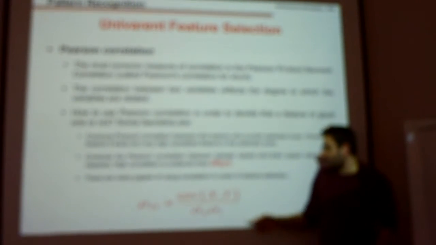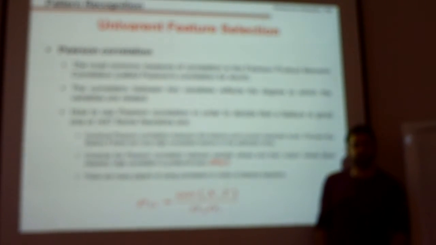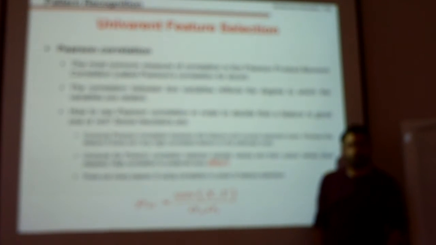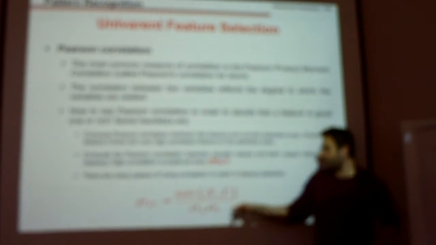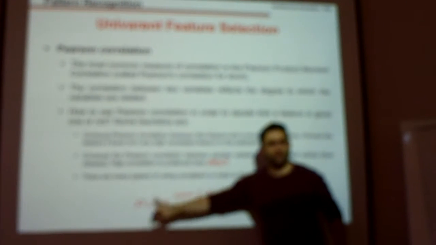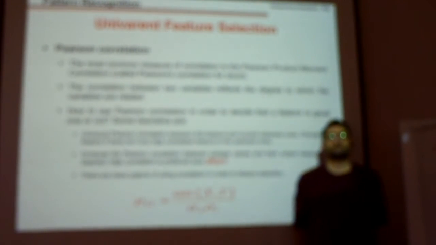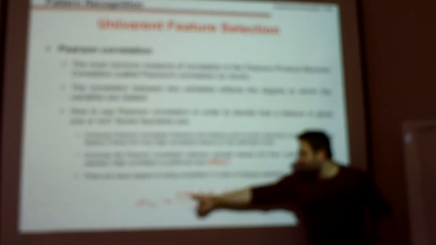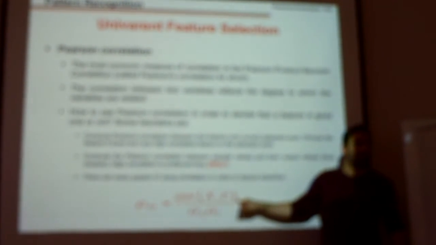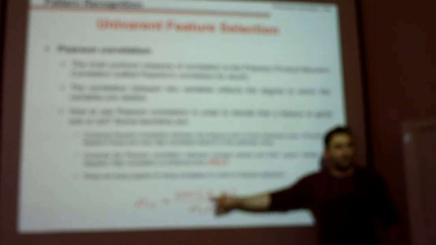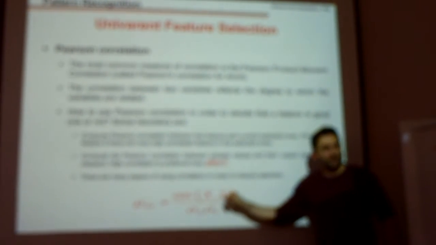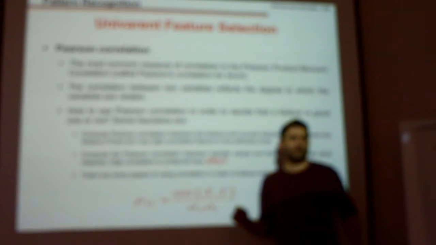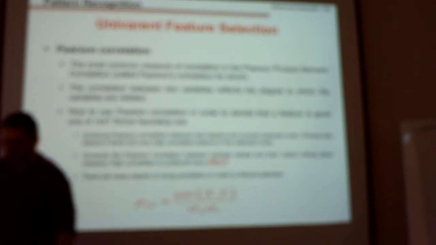When do I have one? When they are highly correlated. When do I have Pearson correlation to be 1? If they are independent. Why? Because if they are independent, what is the covariance of x and y? It is the standard deviation of x multiplied by the standard deviation of y, isn't it? And then they can cancel each other and I can get 1. So Pearson correlation is also a term that we can use.